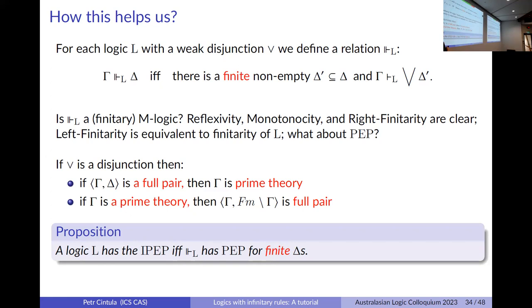So when we have a prime theory, it means it's already a full description of the world because all the rest can be put there. And of course, it cannot prove any finite disjunction, no? That's, as I said, because the right finitarity is built in. So how does it help us? It helps us by this. A logic has the IPEP, but we are looking for the Lindenbaum lemma, no? This one I'm trying to prove. If and only if it has the pair extension property for finite deltas.